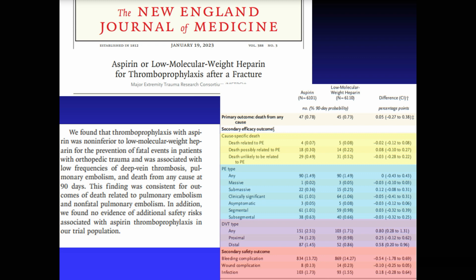But I do not see benefit to this in the inpatient setting right now. In the outpatient setting, where compliance is a little more of an issue, yeah, I think it certainly is a reasonable thing to consider.